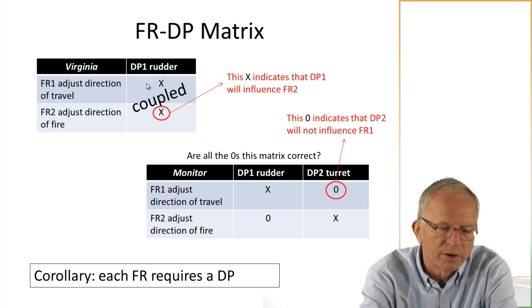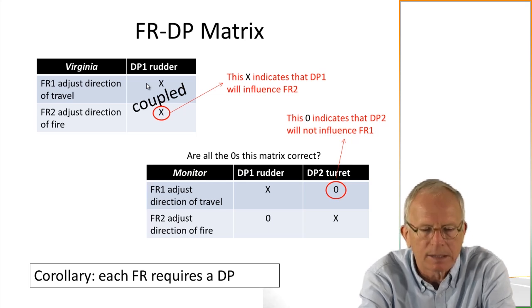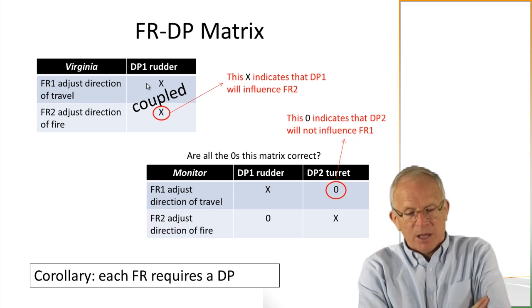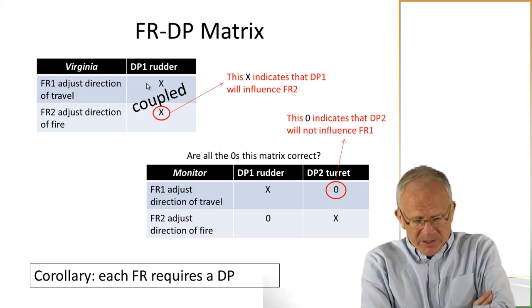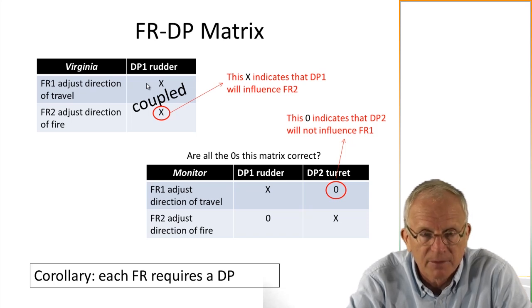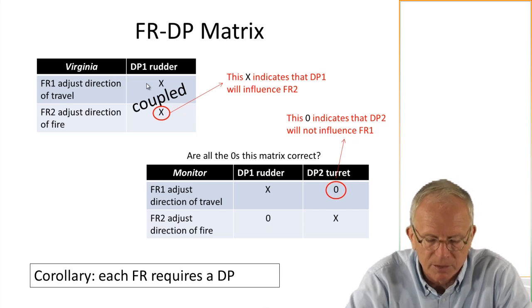So one of the corollaries in axiomatic design is that each FR requires a DP. In the case of the Virginia, had anybody recognized you'd want independent adjustment of the direction of fire, then they only had one DP, and they should have known that it needed to do something else because they didn't have another DP. It cannot be independent if you don't have a DP for each FR.